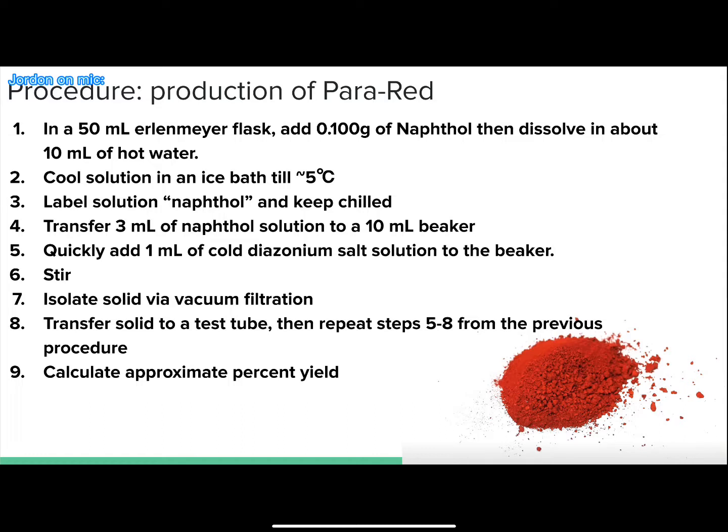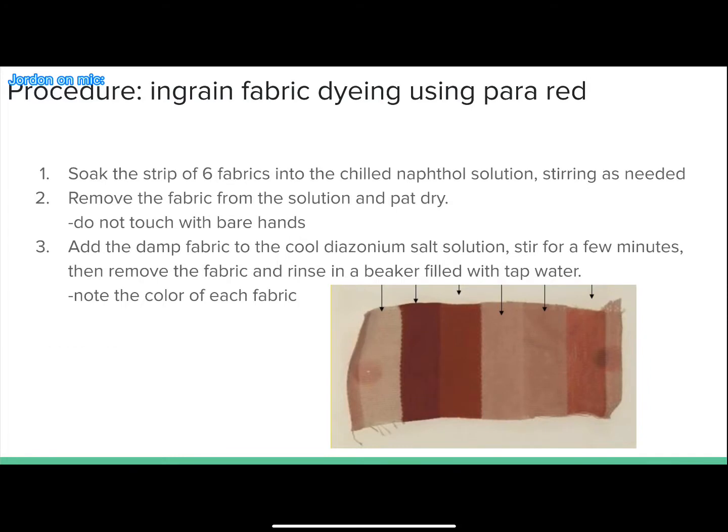Step 8. Transfer solids to a test tube, then repeat steps 5 through 8 from the previous procedure. Step 9. Calculate approximate percent yield. Procedure of the in-grain fabric dyeing using Para-Red.